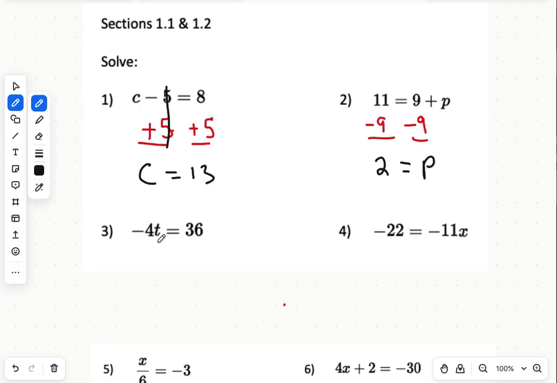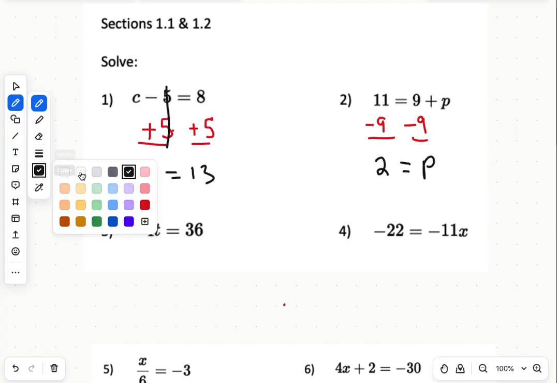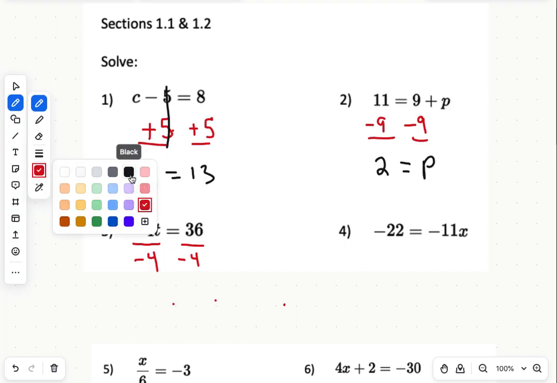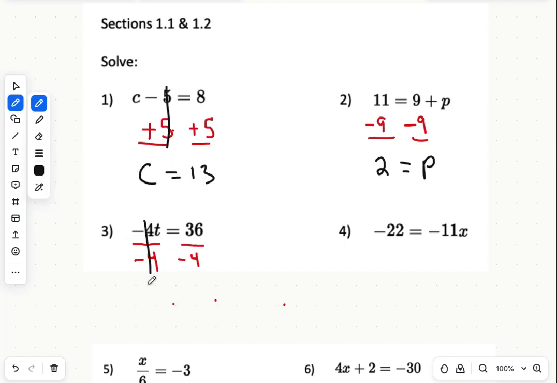For these next two, 3 and 4, in both these cases, there is a number that is multiplying: 4 times t, or negative 4 times t. So to undo a multiplication problem, we would divide. And we want to divide the sign and all because we want this to come out to positive t. So that tells me I need to divide both sides by negative 4. And then negative 4 divided by negative 4, that cancels. And 36 divided by negative 4, that gives me the t by itself. And that would be a negative 9.